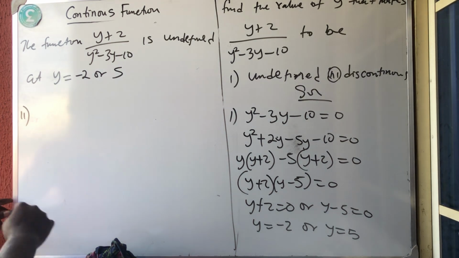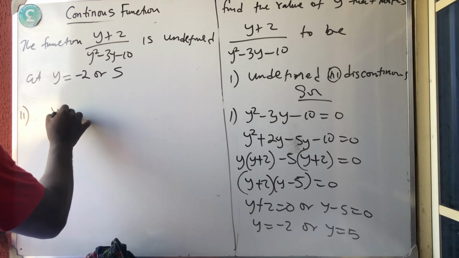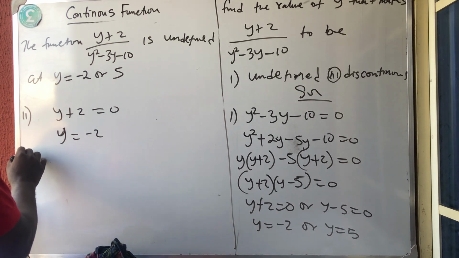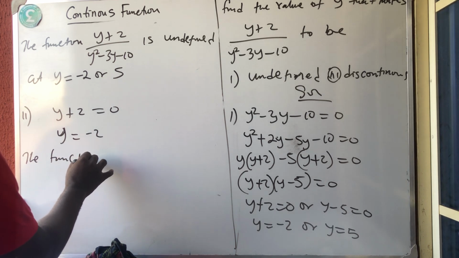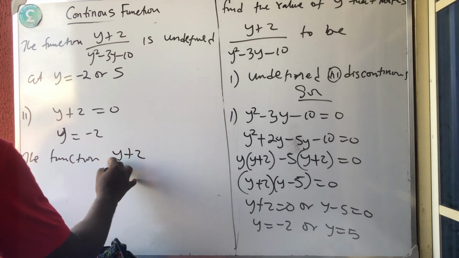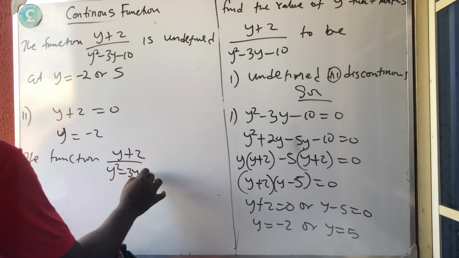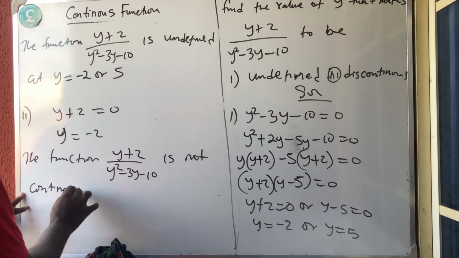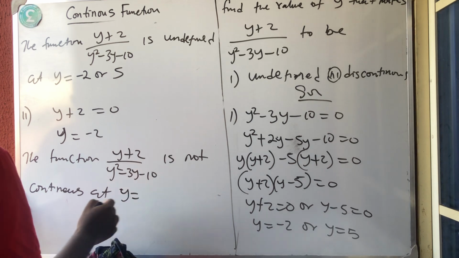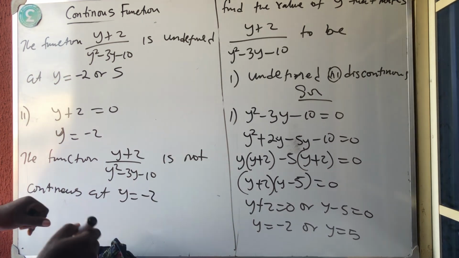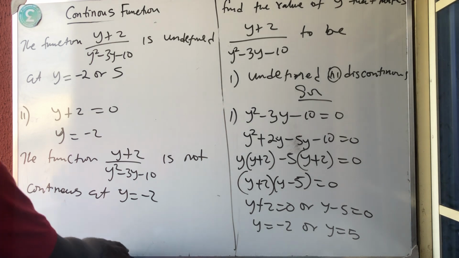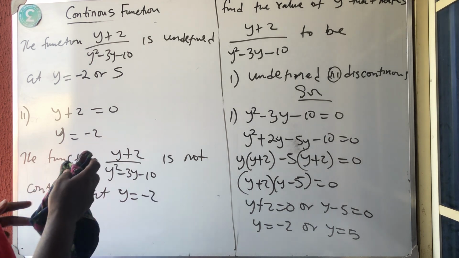So the next one is number 2. For it not to be continuous, just say that the numerator is now 0. So therefore, y is equal to what? Minus 2. You now tell them the function (y + 2)/(y² − 3y − 10) is not continuous at y equal to what? Minus 2. As simple as that. It's not continuous at y equal to −2. So that is that, and equally undefined at that point.